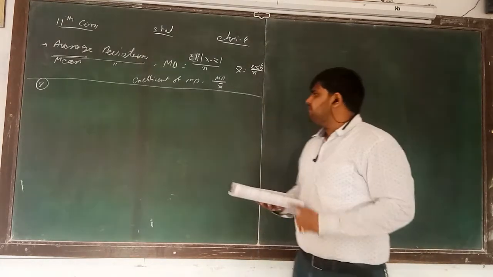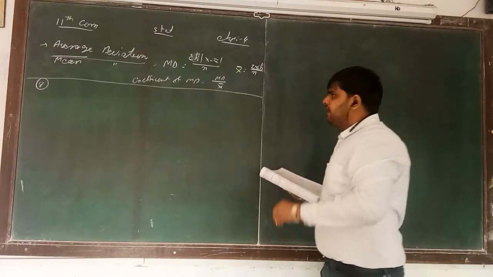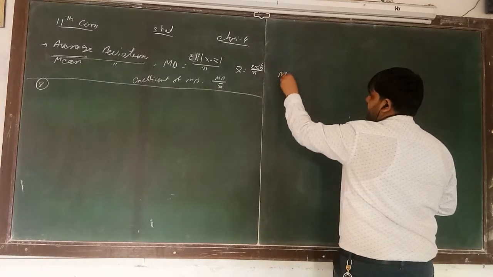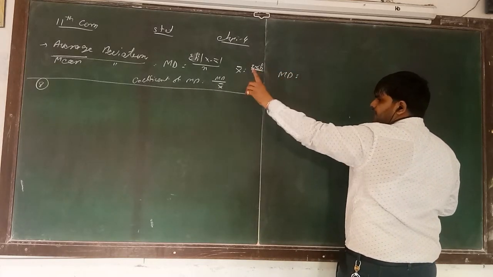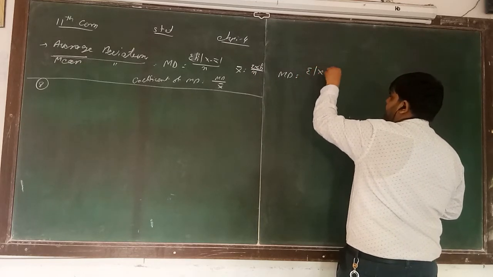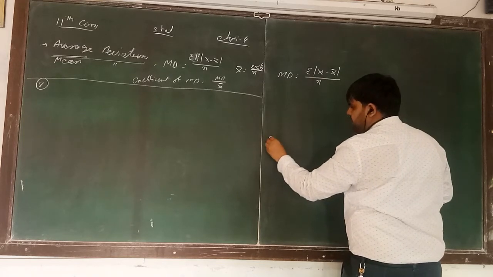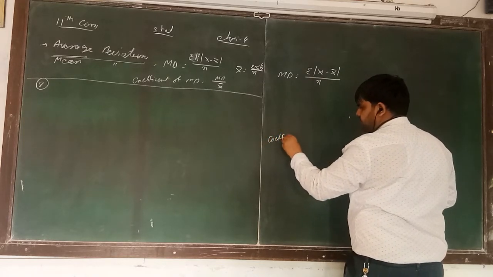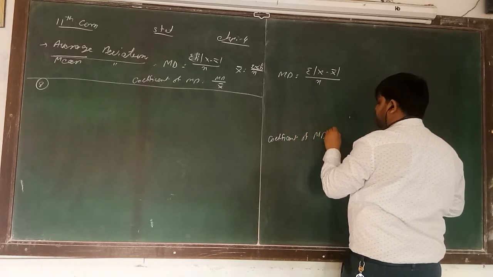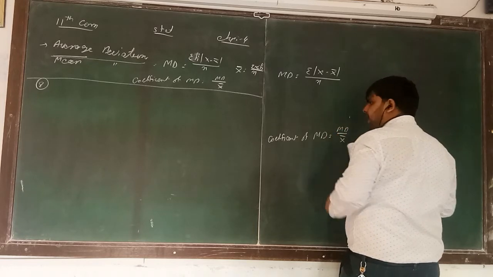First of all we have to write the formula. So here mean deviation MD is equal to, since raw data is there and no f is given, sigma modulus of x minus x bar upon n. And coefficient of MD is equal to MD divided by x bar.